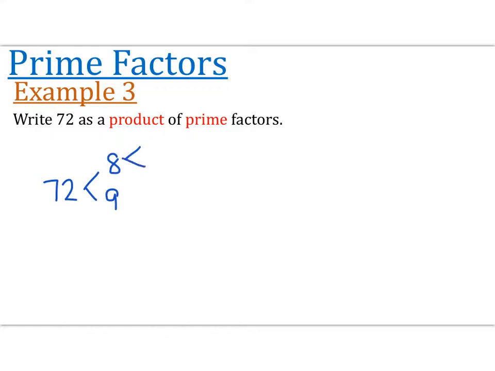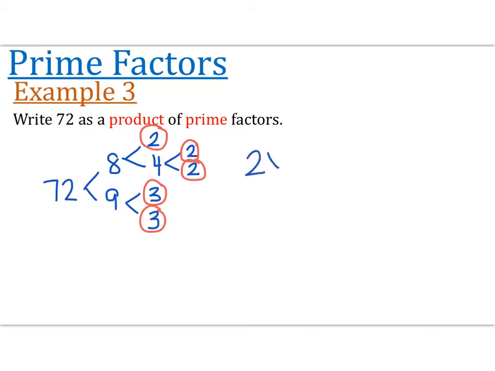8 can be written as 2 times 4. Now, 2 is definitely a prime number, but 4 is not. So 4 is the same as 2 times 2. And now both of those are prime numbers, so that's all finished. 9 is the same as 3 times 3. And 3 is a prime number, so I can circle both of those. Now I'm going to go ahead and write all of these down. So we've got 2 times 2 times 2 times 3 times 3.